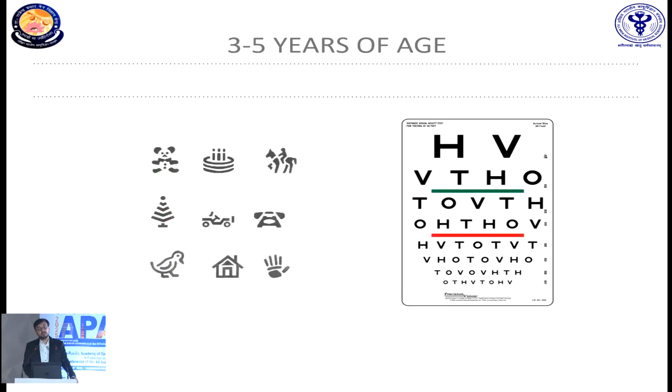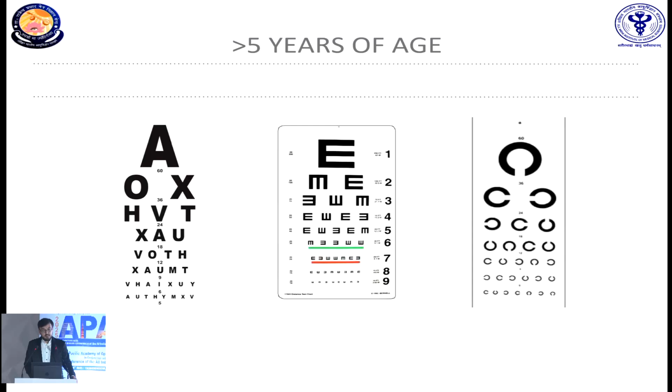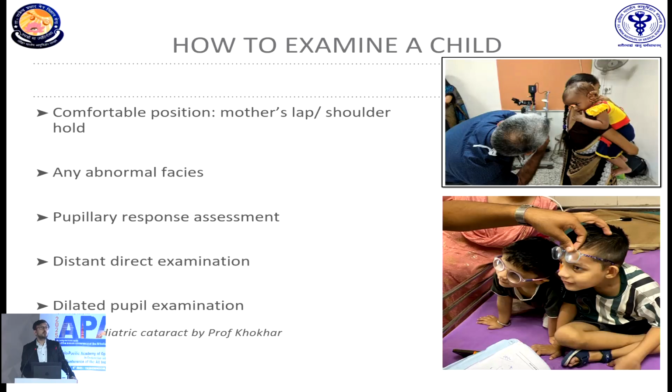In the 3 to 5 years age group, Allen card test, HOTV, these are the first letters which child can identify. In more than 5 years, Snellen's, Landolt C, and tumbling E chart. How to examine a child?